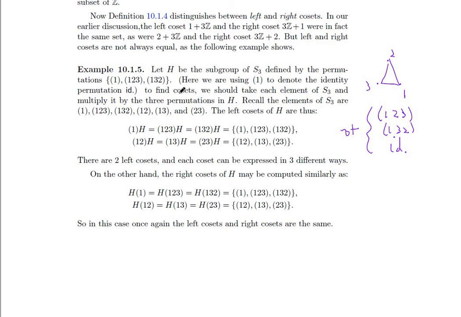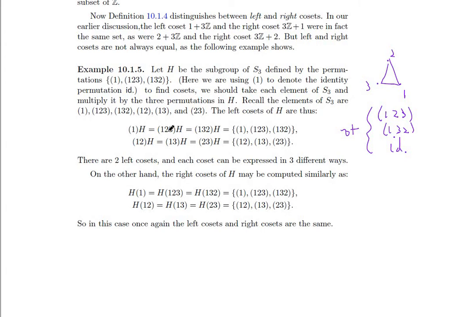All right, so to find the cosets, we should take each element of S3 and multiply it by these 3 permutations. Now suppose I do that. Remember, I have 6 elements in S3. So suppose I take the identity element times this group big H. Big H, again, has these 3 elements. If I take the identity element times every element in H, nothing's going to change. I'll just get the same 3 elements back again.